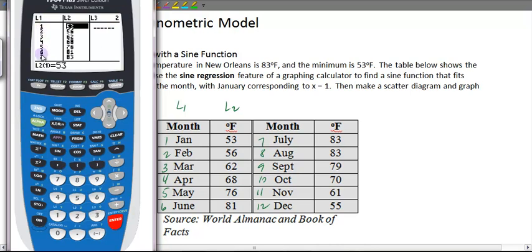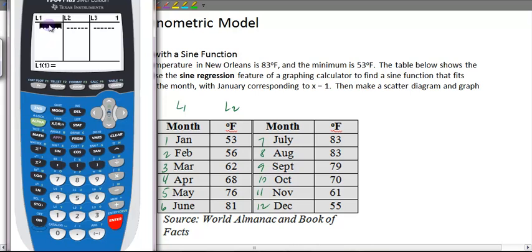Now, if you have data in your lists, then you can just arrow up. See how it highlighted the L2 for me here? And I can clear that data, and then you hit enter. And by doing that, it deleted all of the data that was under list 2. So I'm going to arrow over to list 1, arrow up until L1 is highlighted, hit clear, enter, and it deleted all of that data right there.